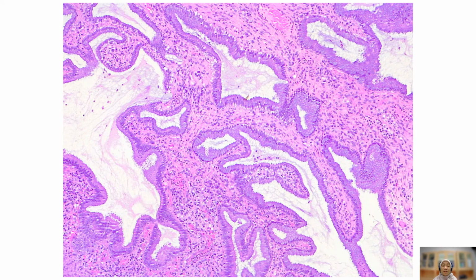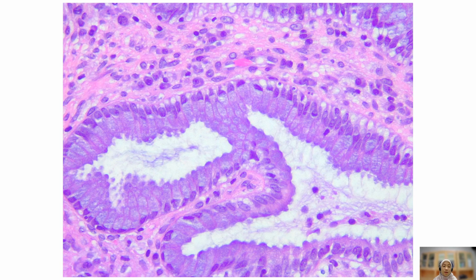At higher magnification, we can appreciate the endocervical tissue with scattered inflammatory cells in the stroma. In this picture, we can observe the chronic inflammatory cells, the plasma cells, and lymphocytes.